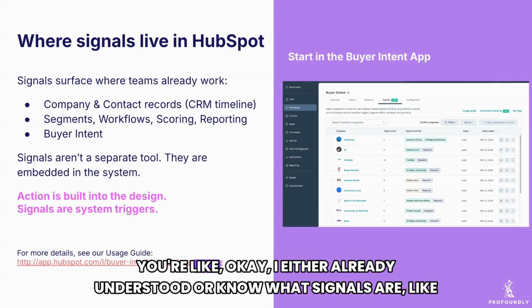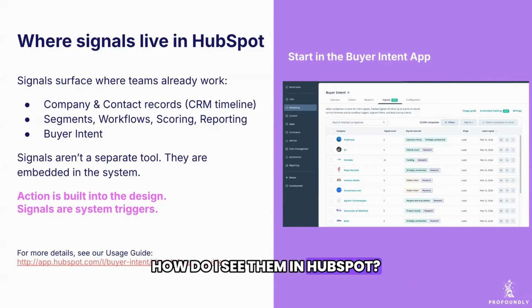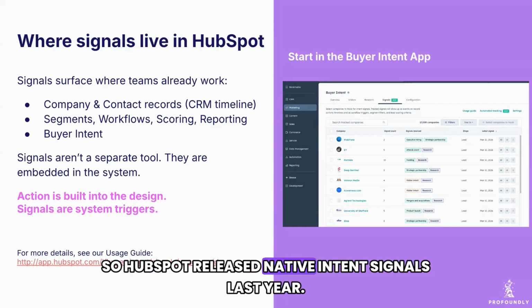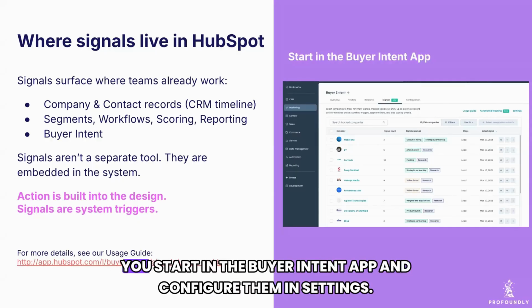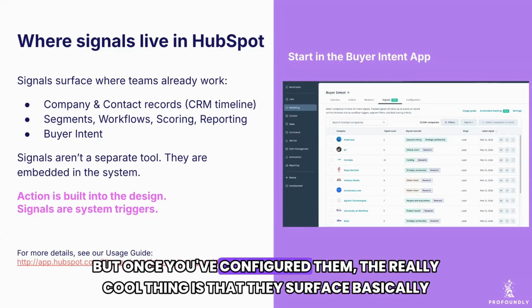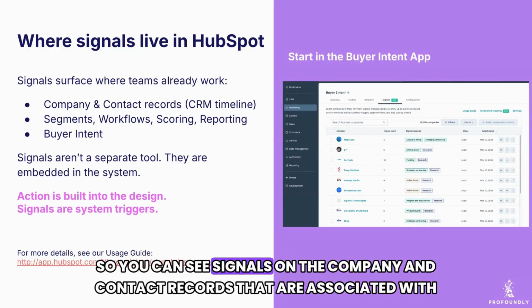So that's cool. You're like, okay, I either already understood or know what signals are. How do I see them in HubSpot? HubSpot released native intent signals last year. You start in the buyer intent app and configure them in settings. But once you've configured them, the really cool thing is that they surface basically where you work. So you can see signals on the company and contact records that are associated with them.